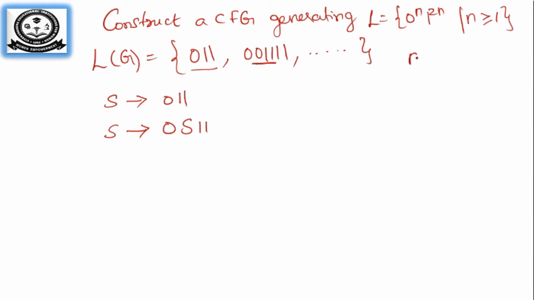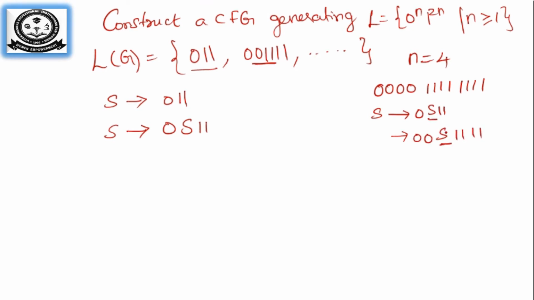Suppose my n value is equal to 4, that means I will have 4 zeros and 8 ones. So let us check whether I can generate it with this production rule. Let me write 0S11 first. I will substitute for S again, so 00S1111. Again for S I can substitute, so 000S111111.